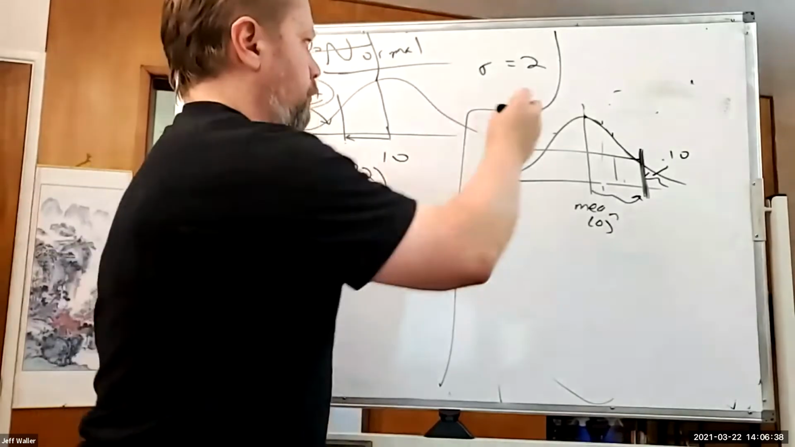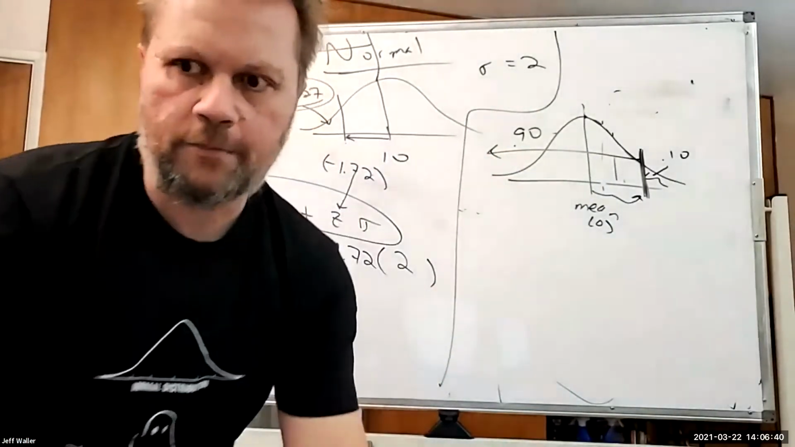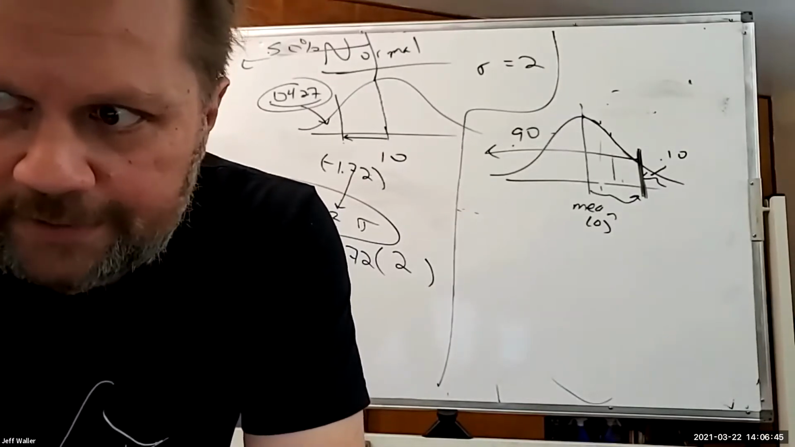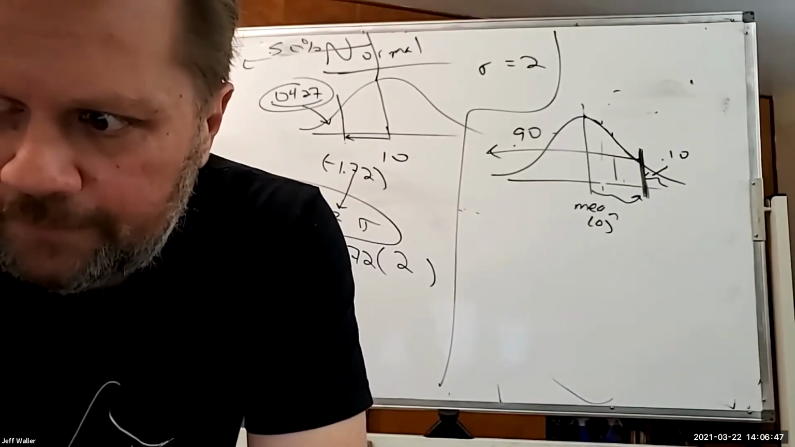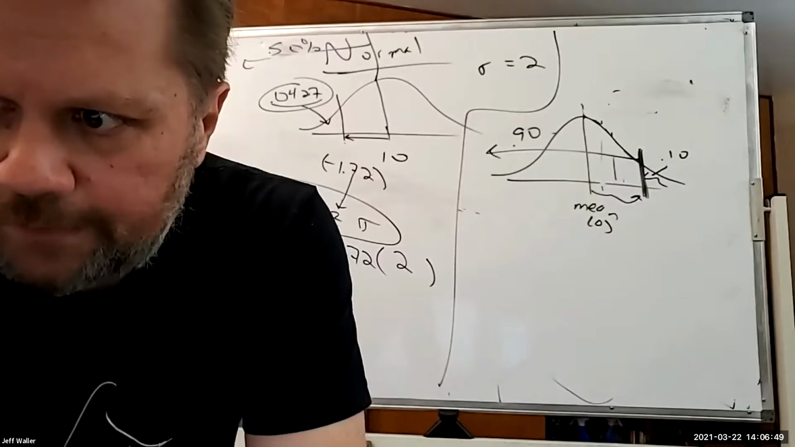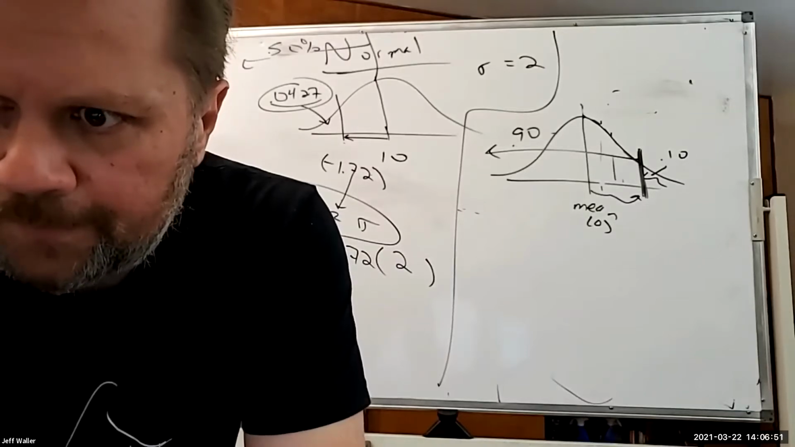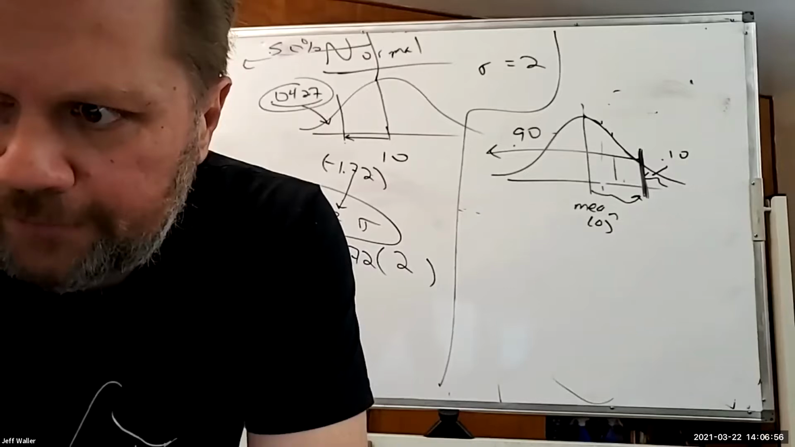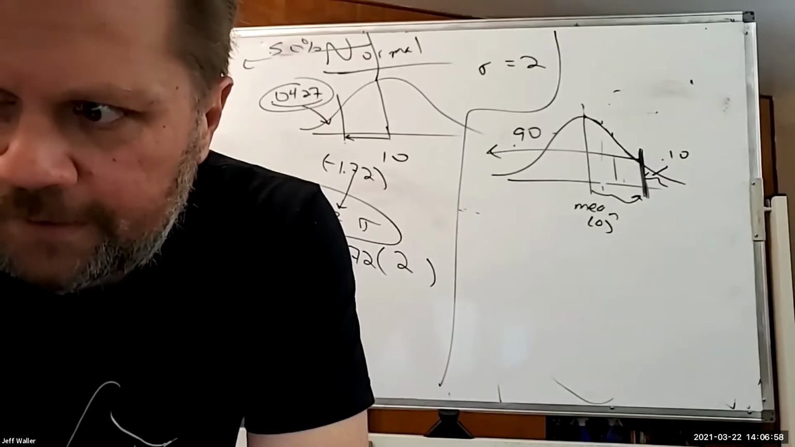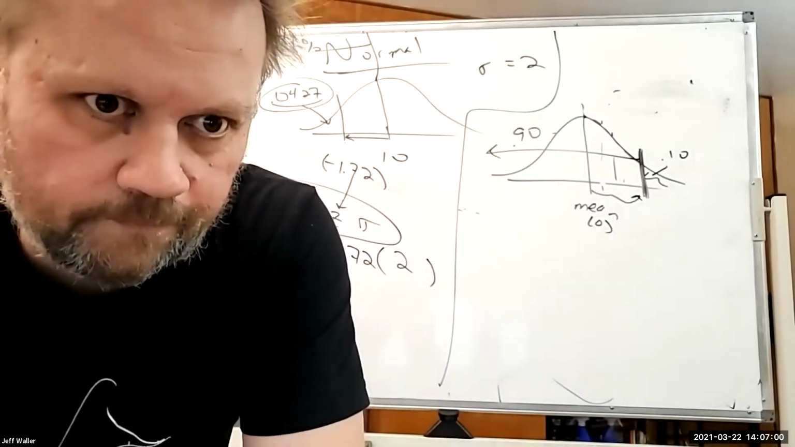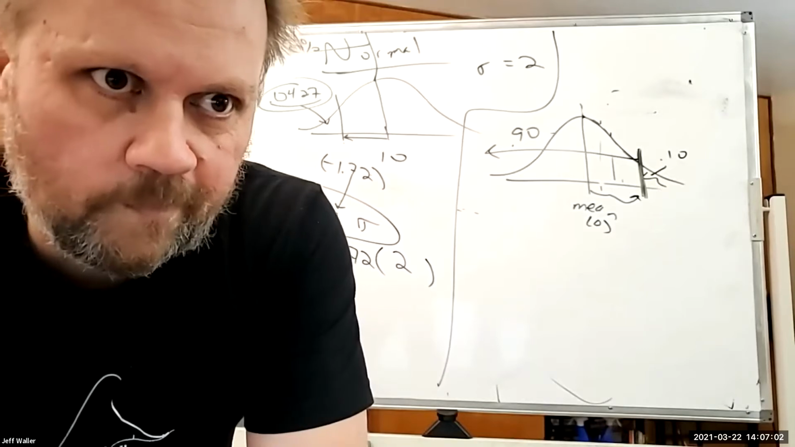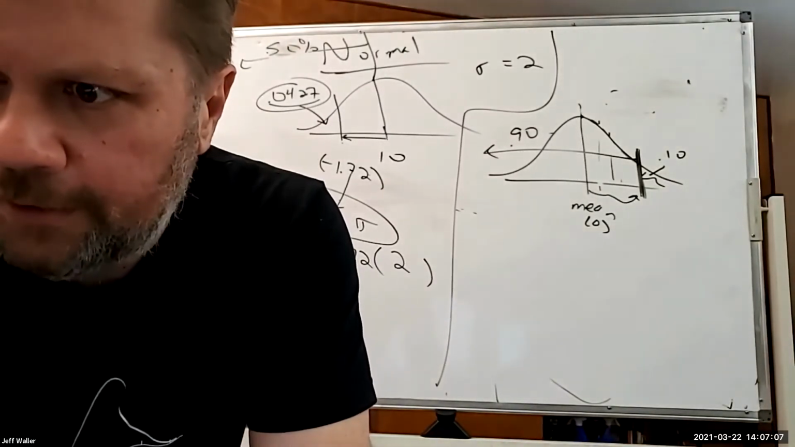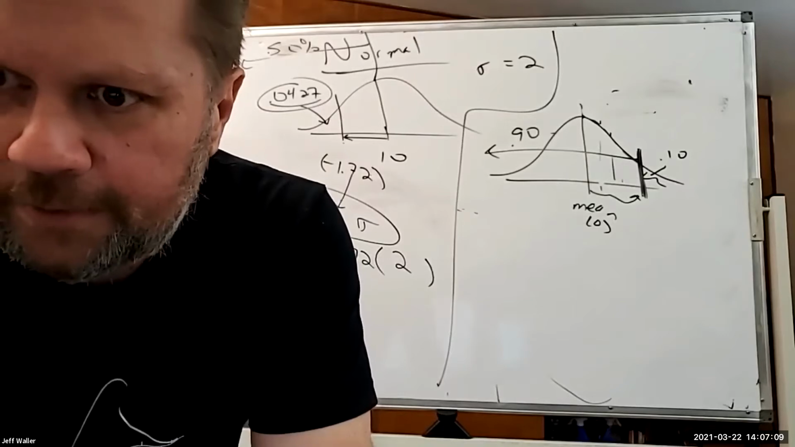Point 90. 0.9. And what do you guys get when you look up 0.90? And you know it's going to be on the positive side, right? Because we're above the mean. So what do you get when you look up 0.90? Let's see. It should be something really close. 1.18? No. I think you just got cross-eyed a little bit. It's 1.28.